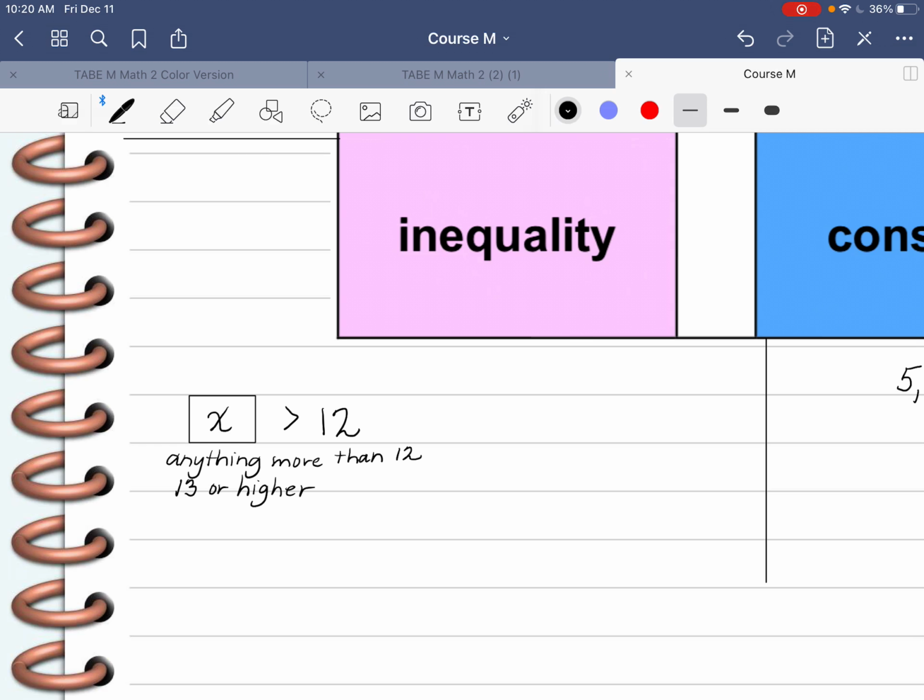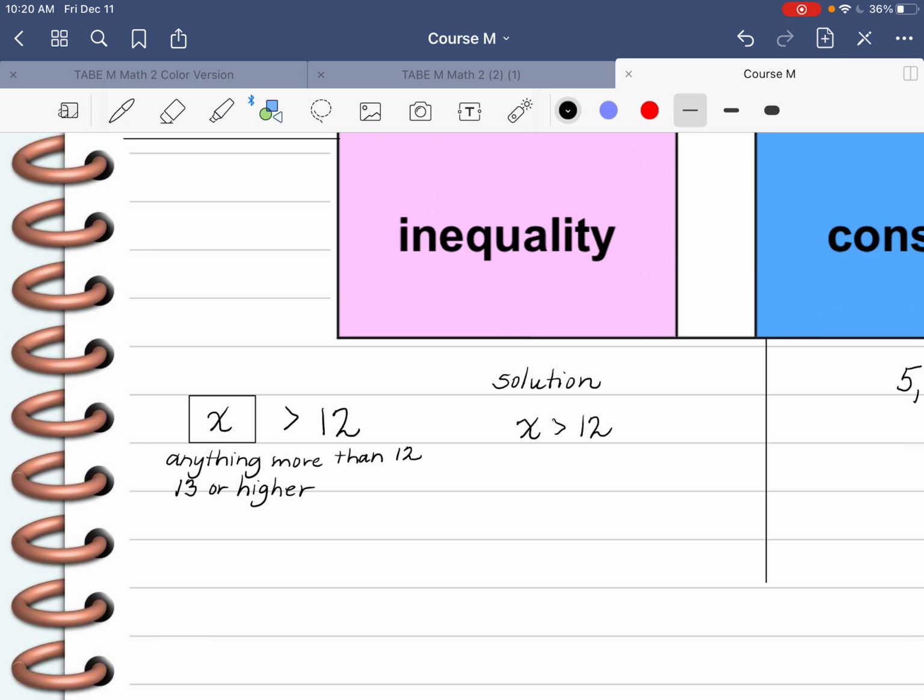So the solution to this inequality is a little bit different. We don't say that the solution equals something. We say that the solution x is more than 12. We actually had the solution right there. It's anything bigger than 12.